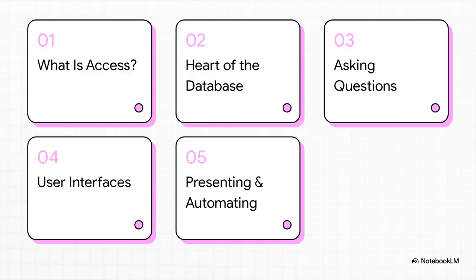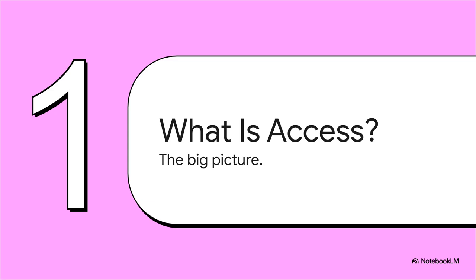So here's our game plan for this explainer. We'll kick things off with what Access really is. Then we'll look at the heart of the database, where your data actually lives. From there, we'll figure out how to ask questions of that data, build friendly ways to work with it, and finally present and automate the whole shebang. Each step builds on the last, so you'll have the full picture by the end. Let's do it!